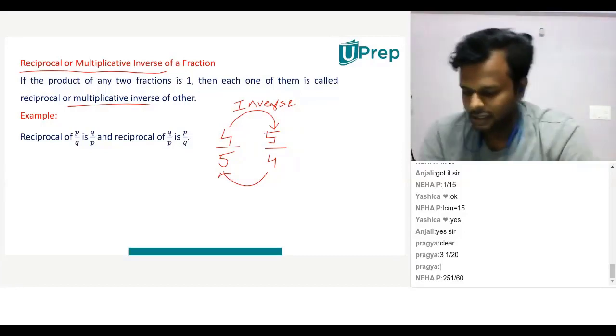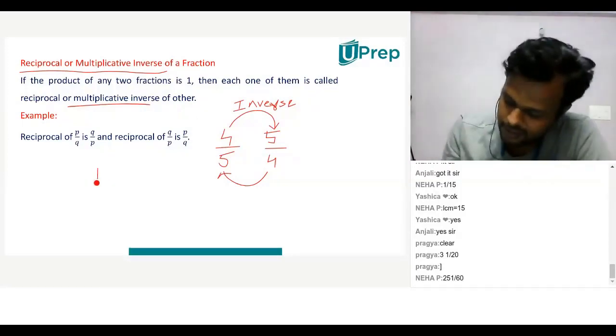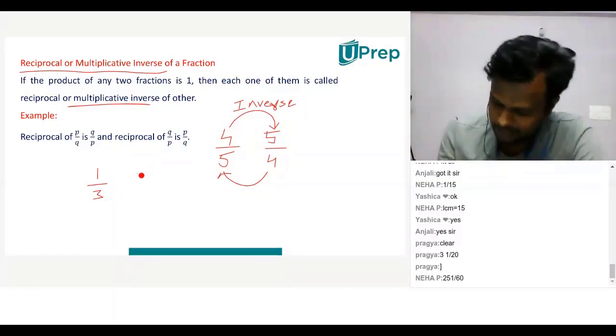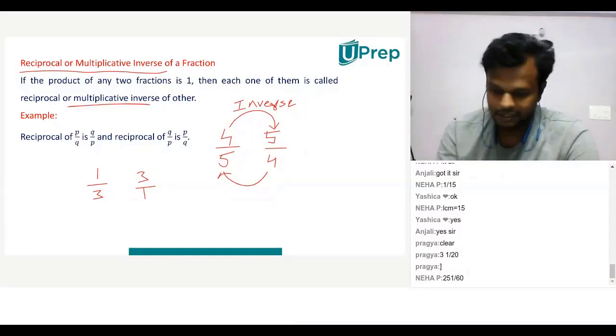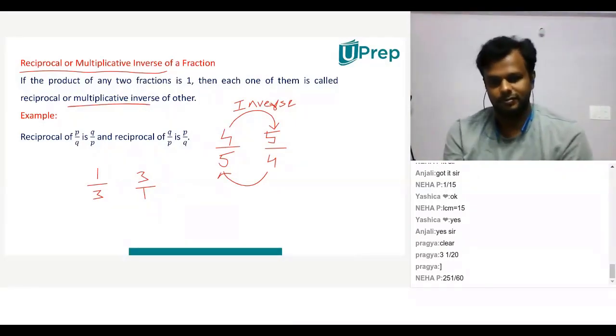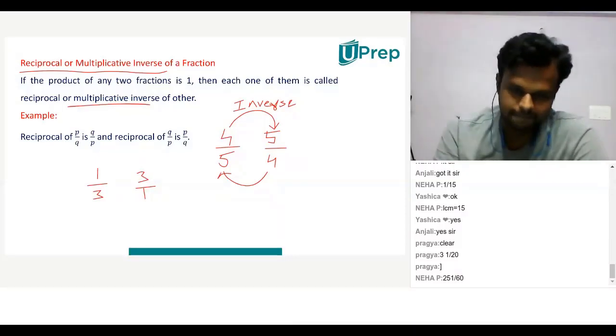If I have a number 1 by 3, its inverse will be 3 by 1. That's it. Simple, isn't it? This is nothing but the multiplicative inverse. So, sir, we're putting the denominator as the numerator and the numerator as the denominator. Yes, Yashika, that's it.